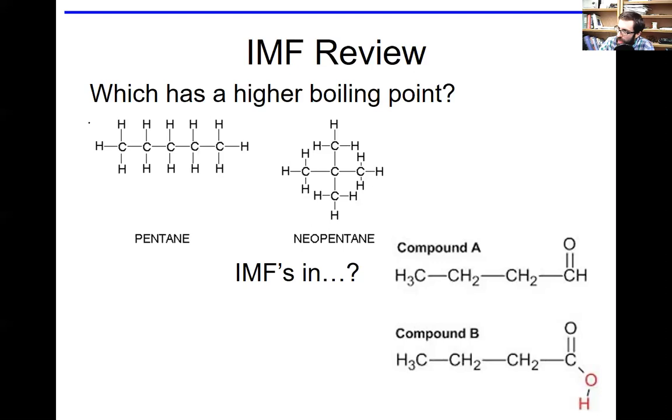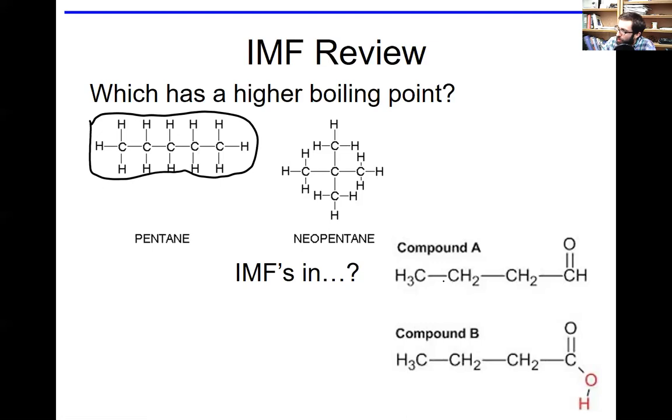And so pentane is going to have more intermolecular forces, and therefore a higher boiling point. There are more interactions between a line than between 2 balls, okay? Harder to get to the gas phase, higher boiling point.